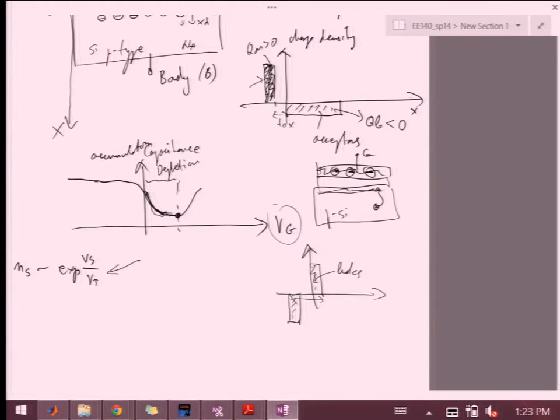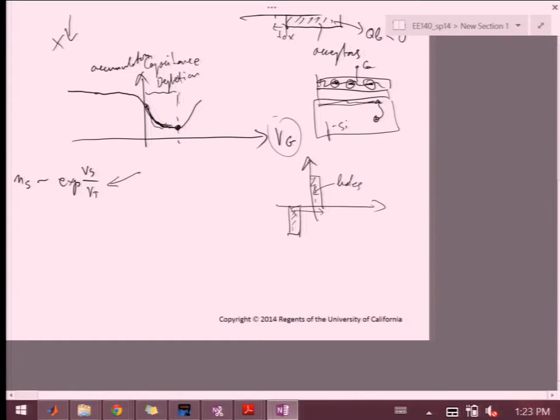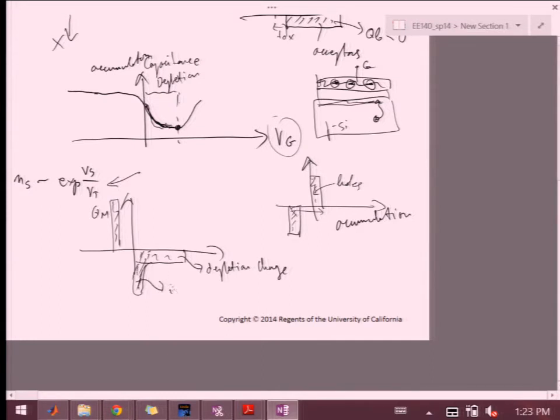Right? And so what we're going to have in inversion is, so this is accumulation. In inversion, we're going to have the opposite thing, right, where we have our gate charge. But in inversion, we had our slowly growing, this was depletion charge. And now, all of a sudden, we're going to get something that is this part of charge. And this is inversion charge.